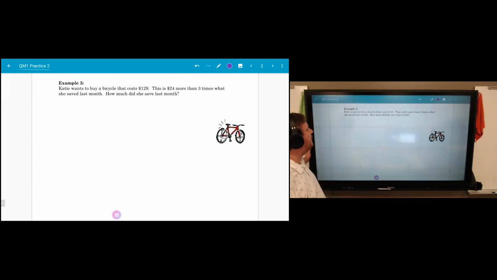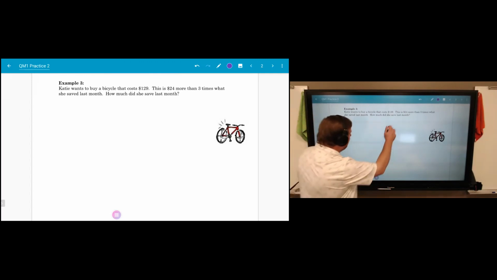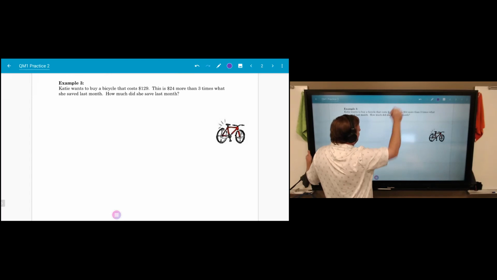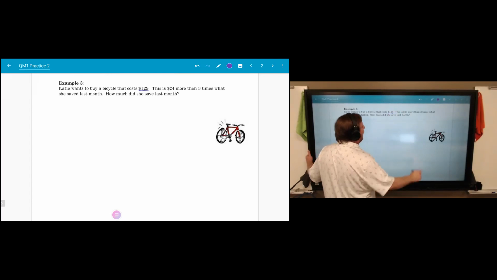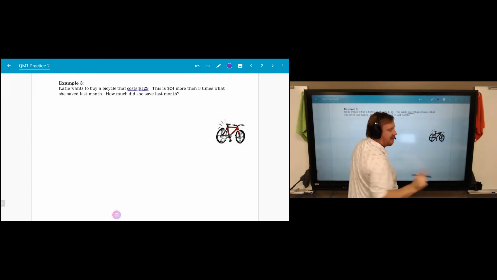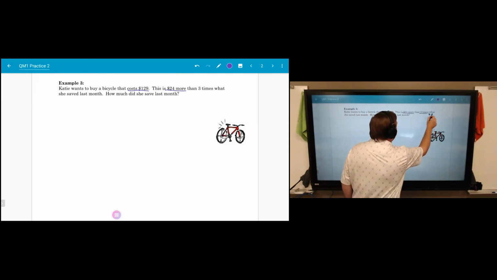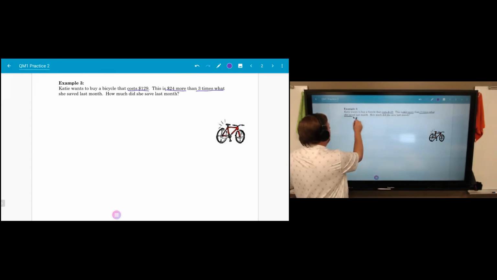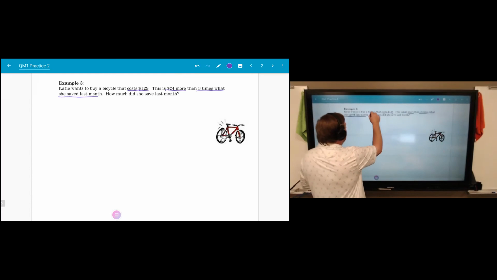Katie wants to buy a bicycle that costs $129. This is $24 more than 3 times what she saved last month. How much did she save last month? Important things. Numbers that cost $129. $24 more, that's going to be interesting, than 3 times what she saved last month. Oh, and there's a question here. How much did she save last month?